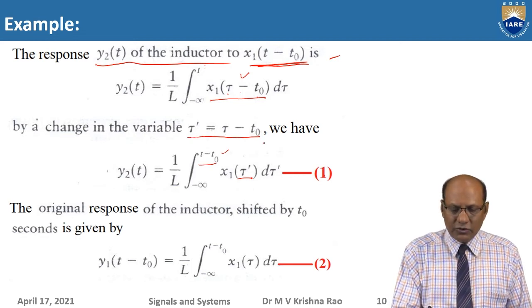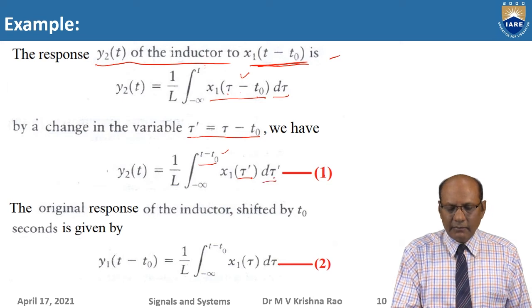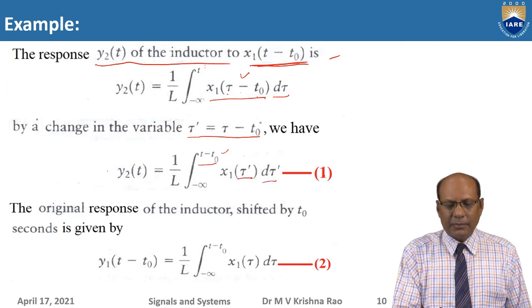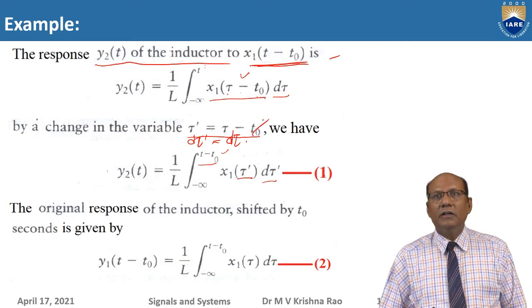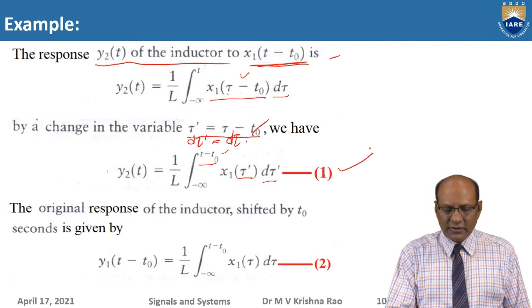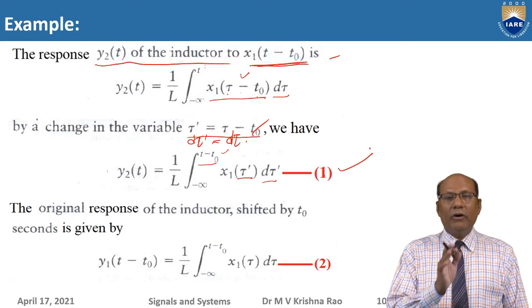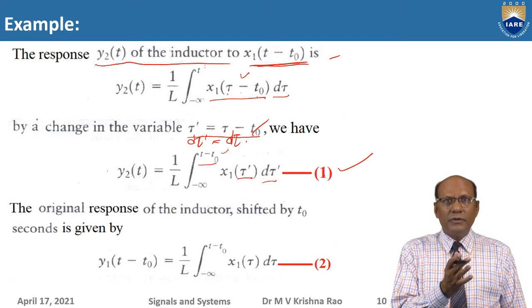And what about this dt? It will become d tau prime, because d tau equals d tau prime. This is constant anyway. So you have replaced this, call this equation 1. So what you have done is shifted the input for the output.